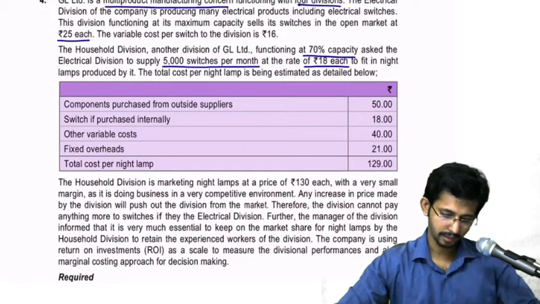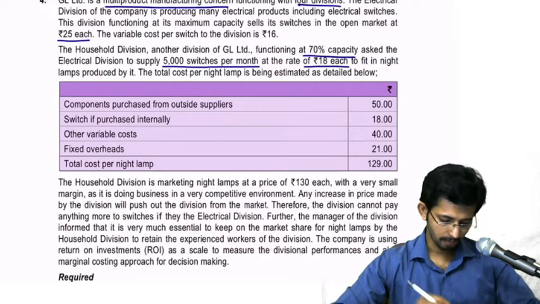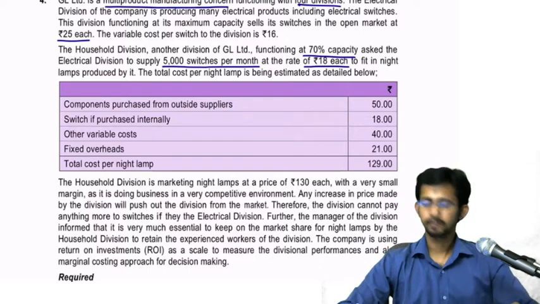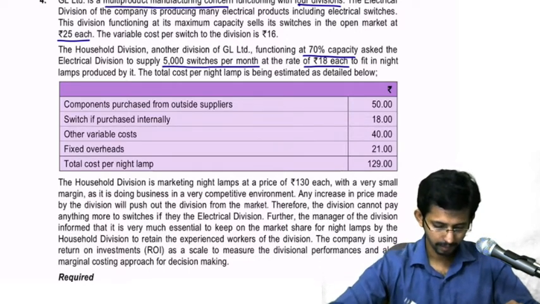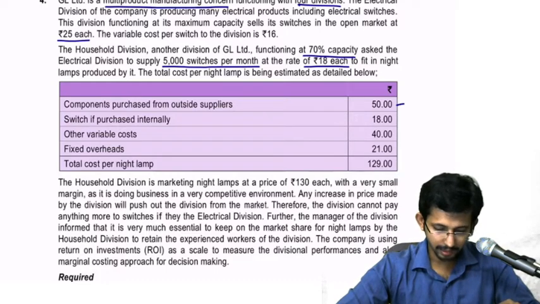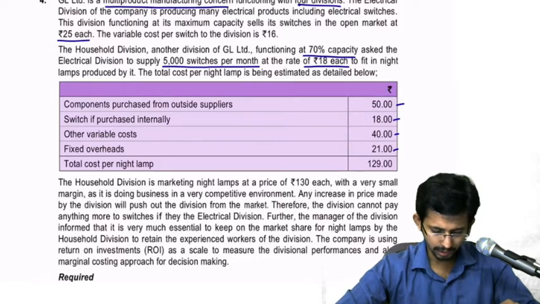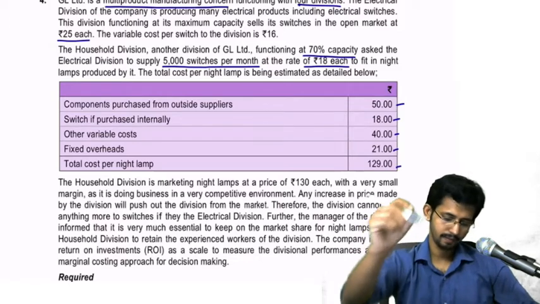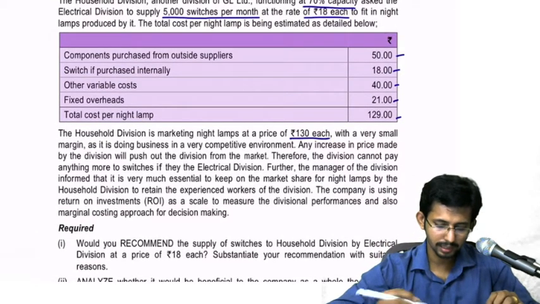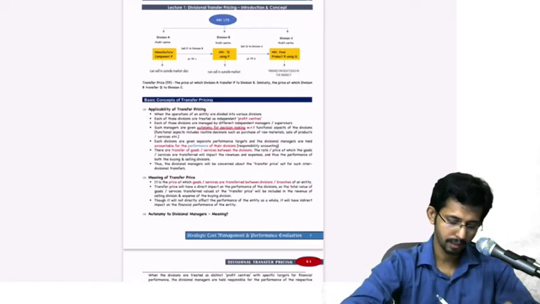Okay, now the total cost per night lamp is being estimated below. Components purchased from outside suppliers, it will be 50. Then switch if purchased internally, 18. Then other variable cost, 40. Then fixed overheads, 21. Total cost per night lamp is 129. The household division is marketing night lamps at a price of rupees 130 each. So night lamp.